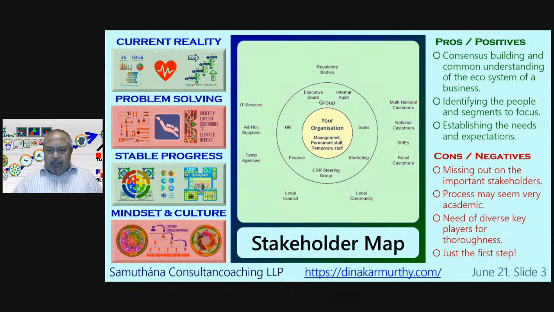The next negative is the diversity which is required for thoroughness. That's again very important, and it's a mitigation measure for point number one. If you have diverse people present in the stakeholder mapping workshop, then the probability of missing out somebody is very, very low. If it is done by one or two people, then the risk is very high. And if you base your entire strategy and execution on that, then you have a huge problem.